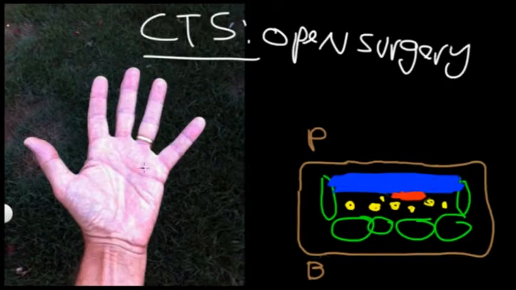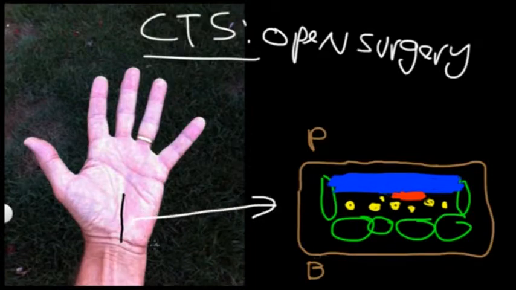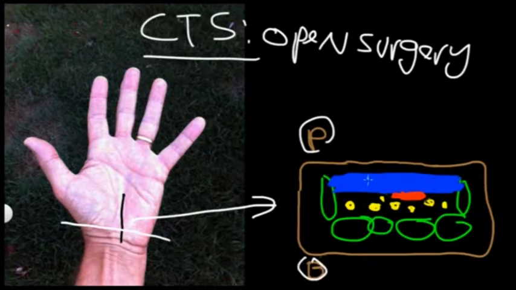Basically what you do is you make an incision in the palm of the hand right about here, and then we're going to move it over to our diagram here. Remember, this is cut right about over here, and this is the palm of your hand over here and the back of your hand over there. This is the transverse carpal ligament, right? And your median nerve is right here.